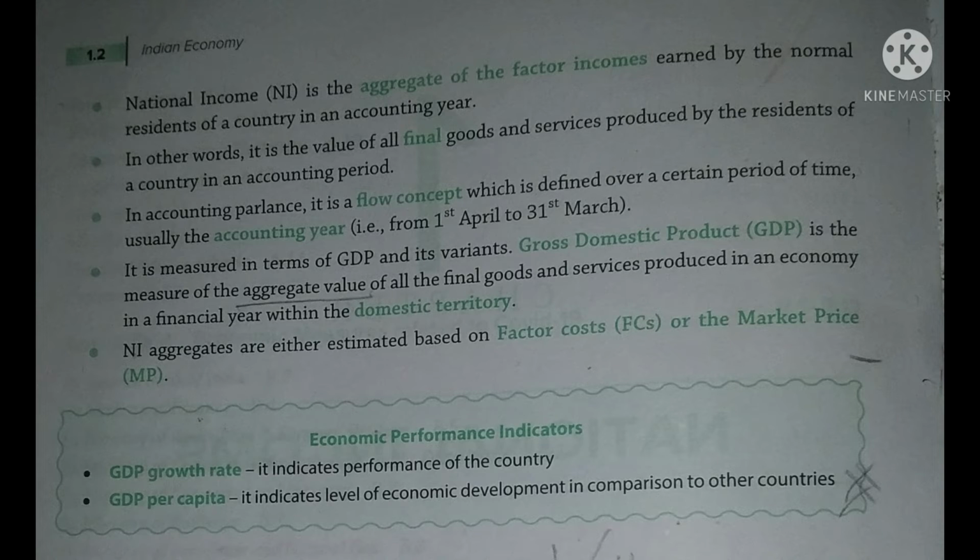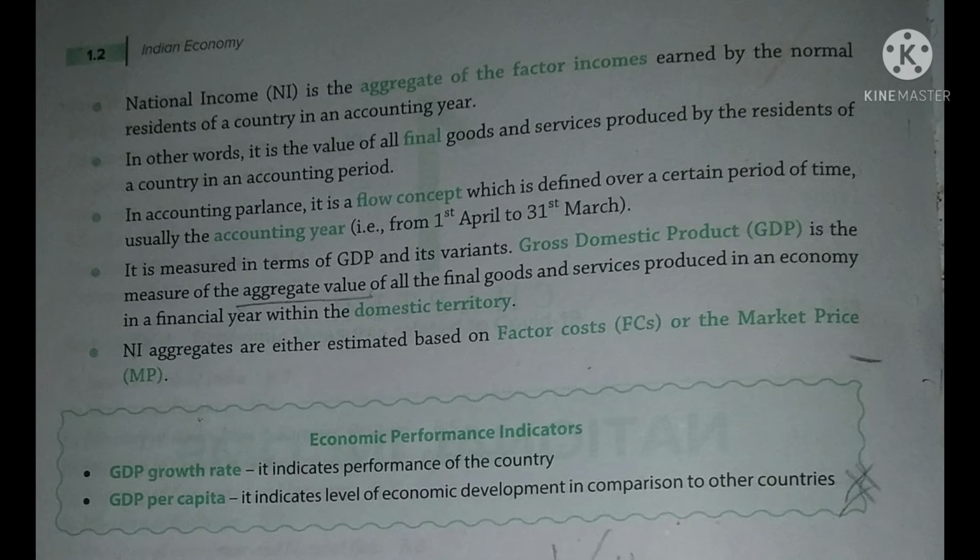In other words, national income is the value of all final goods and services produced by the residents of a country in an accounting period. So, what do you mean by final goods and services? Final goods are the goods that do not require further processing. These goods are also known as consumer goods.